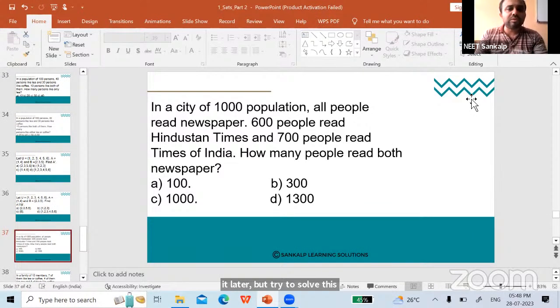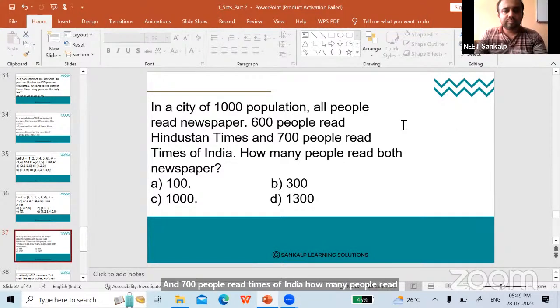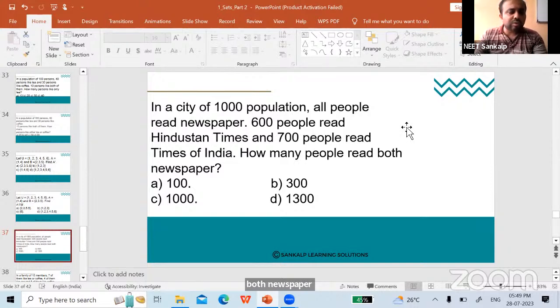In a city of 1,000 population, all people read newspaper, 600 people read Hindustan Times, and 700 people read Times of India. How many people read both newspapers? What is your answer? Try to solve yourself. Because tea, coffee we already solved. Same question, in terms of papers, is given.